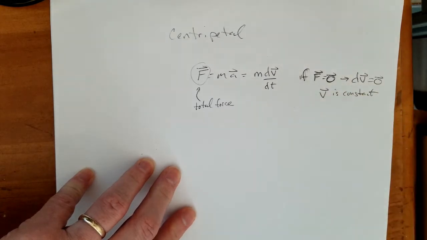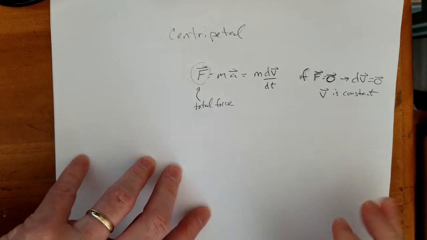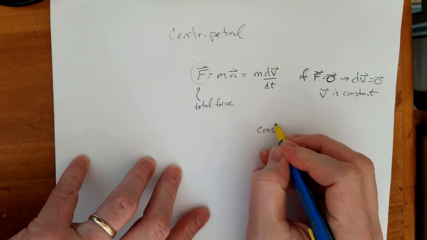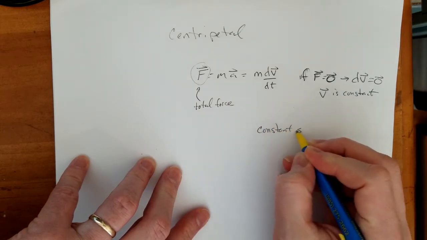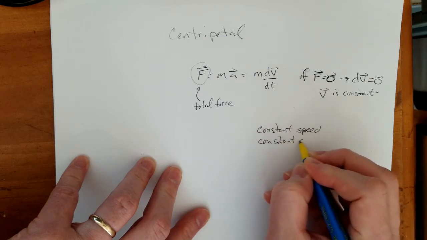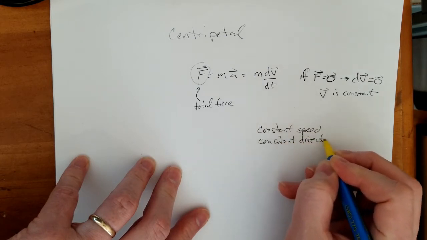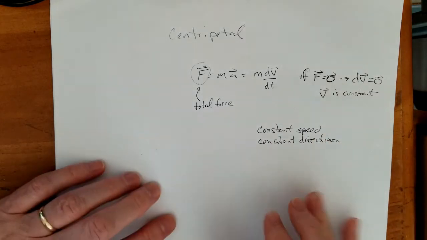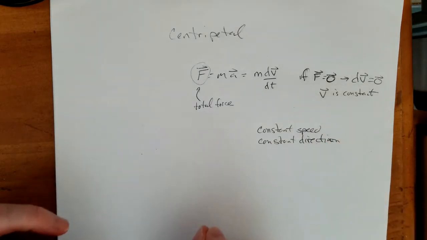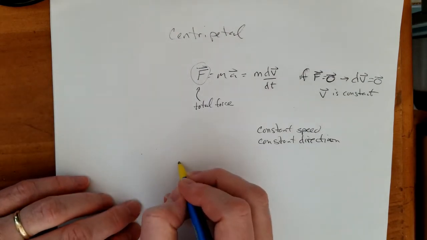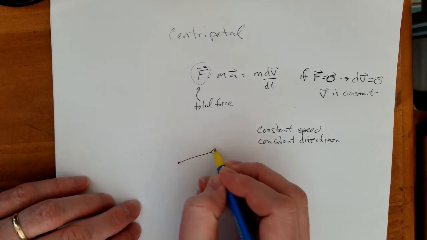Since velocity is speed in a particular direction, that means that an object wants to travel at a constant speed in a constant direction. The tendency of an object to want to do this is called inertia. So constant speed, constant direction. If something is not traveling in a constant direction, then there must be some outside force causing it to change.